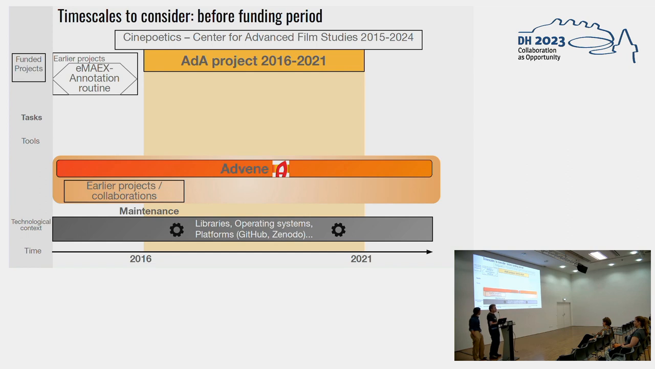There's also, in the technological context, something important to feature: the libraries, operating systems, and platforms that are constantly changing and being updated. And on the humanities side, we have the Emacs routine, which was a method for segmenting. That was built in an earlier project of the FUB Film Studies Research Group, which the ADA project could draw on and adapt when it started in 2016.